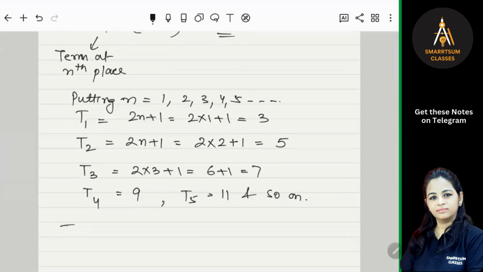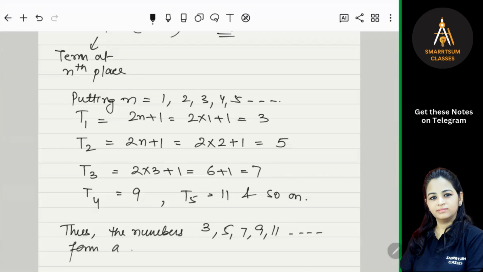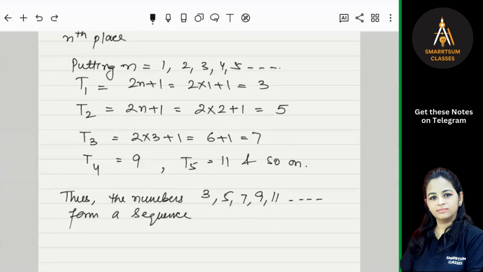So when we have found it, then the numbers 3, 5, 7, 9, 11, and so on, what is this group of numbers forming? They form a sequence. Okay, so this whole thing is called a sequence, right? Okay, and in this sequence, the first term is 3, right? Of this sequence, first term is 3. This is the first term. Second term is 5. Third term is 7, and so on.